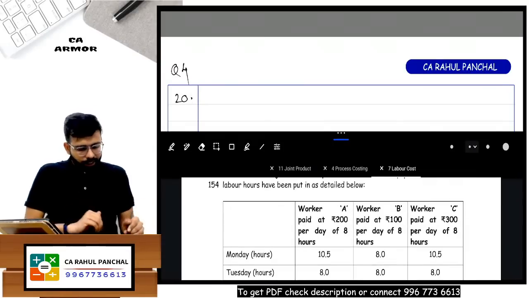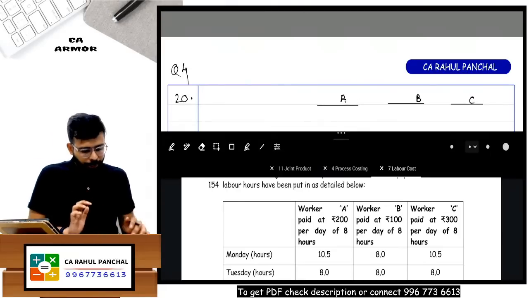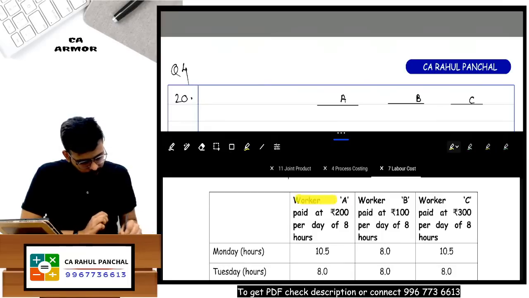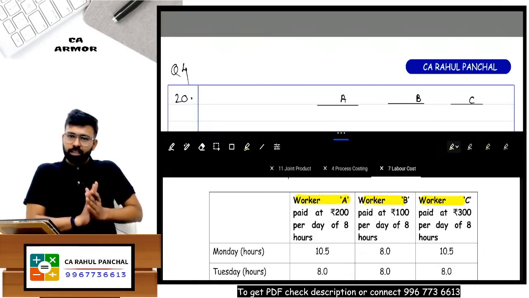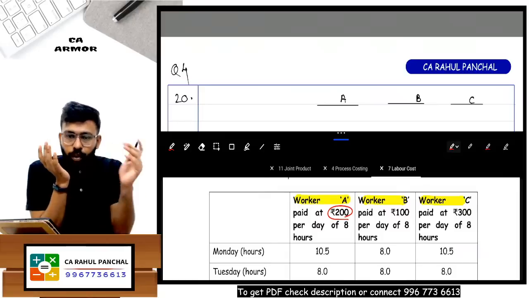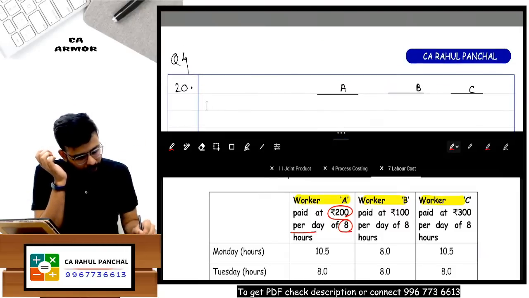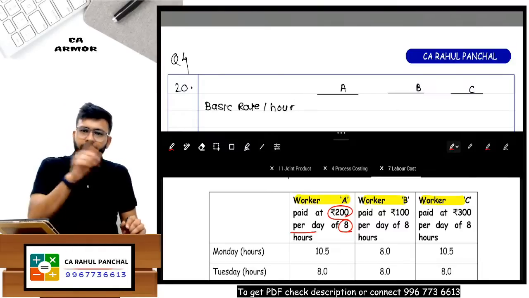Now understand what is there. Sir, we have 3 workers A, B, C. So write down A, B, and C. I would like to know what is the wages per day that I pay to my worker. There are 3 workers, guys: worker A, worker B, and worker C. Yes, sir. Every worker is getting 200 rupees for 1 day, and in 1 day he is working for 8 hours. So what is the rate per hour? Normal rate per hour, basic rate. What is his basic rate per hour? You can write like this also.